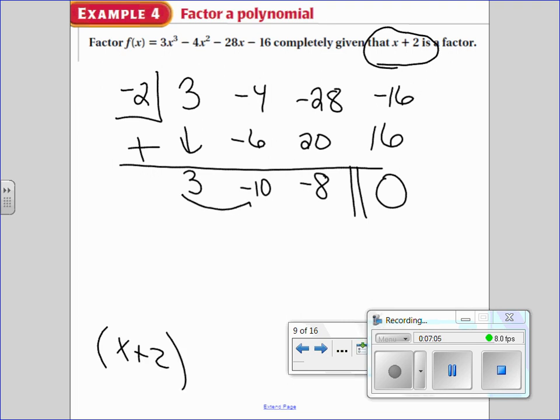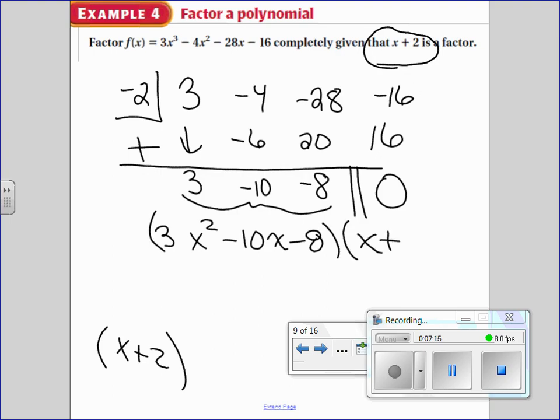Now, what we're left with, this quotient, is a polynomial, 3x squared minus 10x minus 8. So basically, so far, this is what factor form would look like. Maybe we're done right now. Maybe we're not done right now. Maybe my 3x squared minus 10x minus 8 can factor even further. We'll need to at least explore that. What method would we use to try to factor it further?